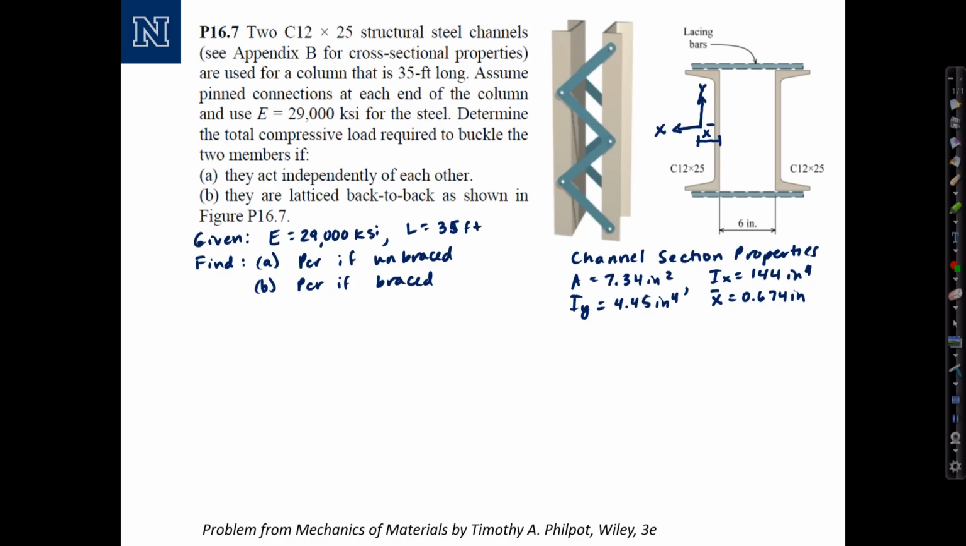Case 1, if there's no bracing and these two members act independently of each other, then we know that they're simply going to act as two channels, and we can double the moment of inertia. In this case, we would expect buckling to occur about the weak axis, and that will control. And the weak section property, obviously, we're going to use Iy. So part A will say buckling about y controls.